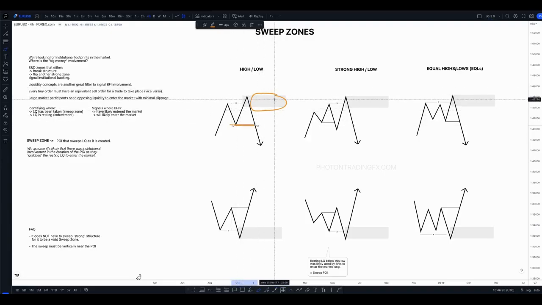Okay, so we know it's an institutional zone and it's an institutional structure zone. The only extra filter we're now looking for is we look left of the zone and ask, did it sweep any liquidity? And it swept the liquidity behind that high. So now we call it a sweep zone, okay?